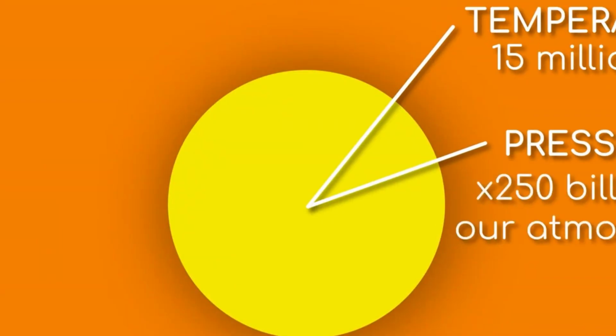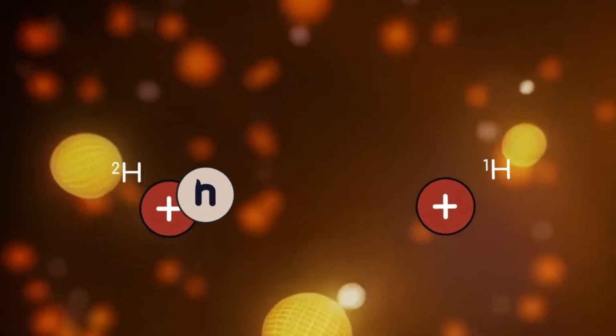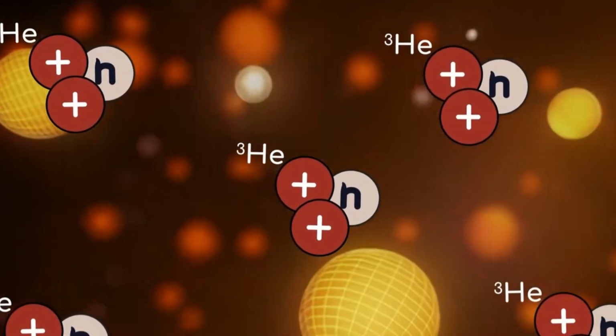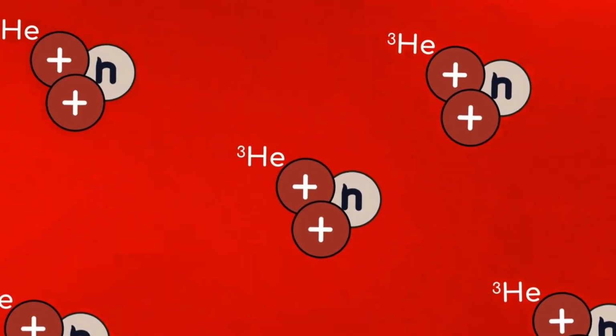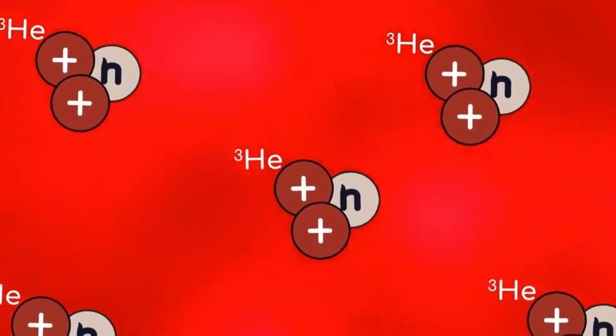But this process has a limit. Once iron is formed, fusion no longer releases energy. Instead, it requires energy to continue, making it an inefficient path for building heavier elements. So the question becomes unavoidable. Where do the rest of the elements come from? Where does gold come from?